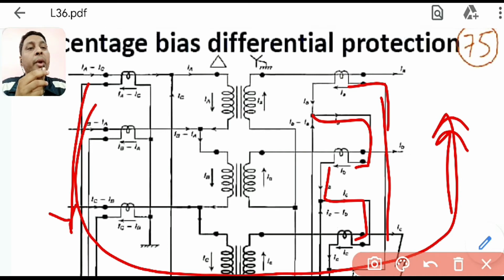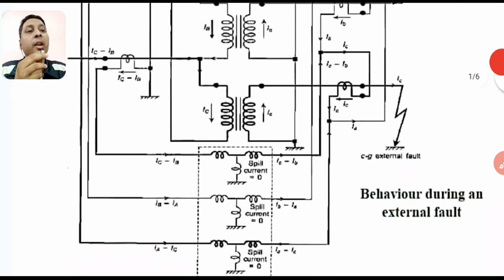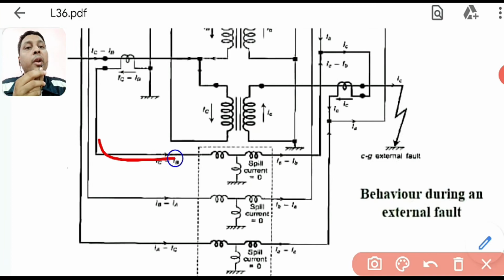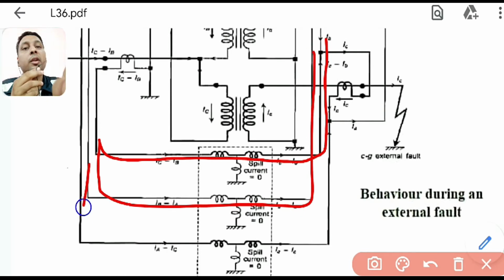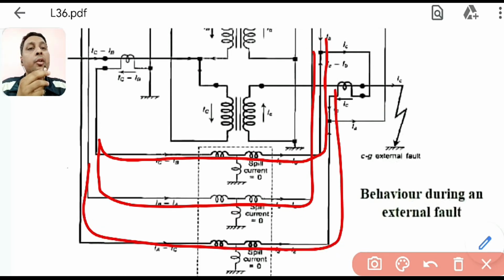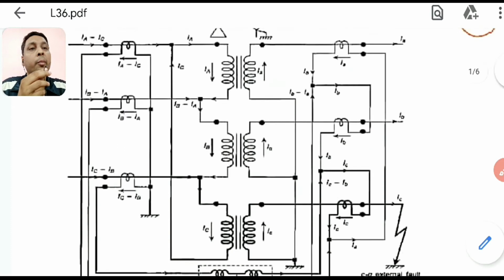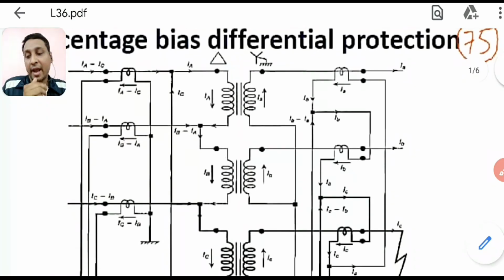You can see these wires are known as the pilot wires. Current is coming, and current should go through this path. It is coming, so it should go through this path. In that way you will give your dot convention. Because IA minus IC is coming from that side, I need my IA minus IC to go inside.